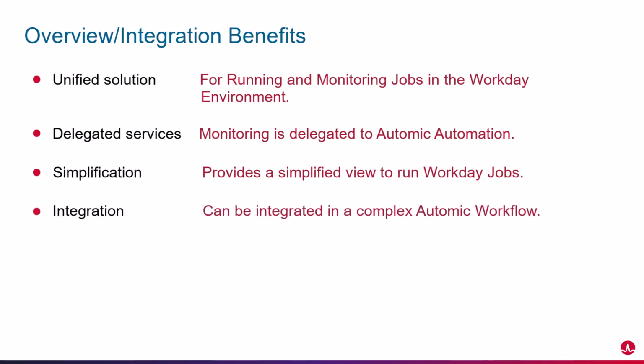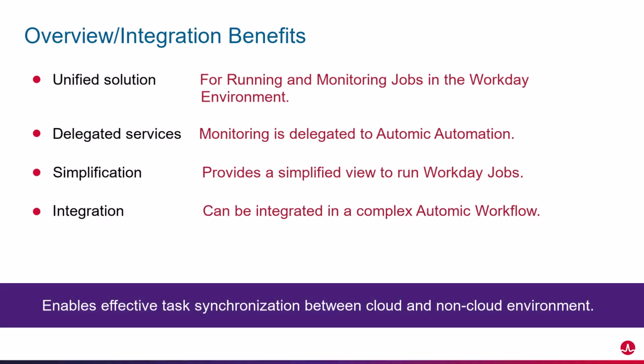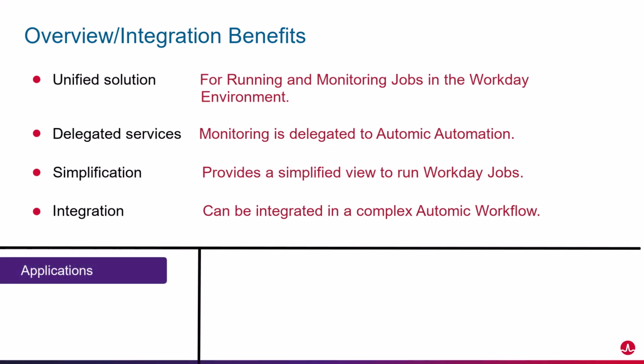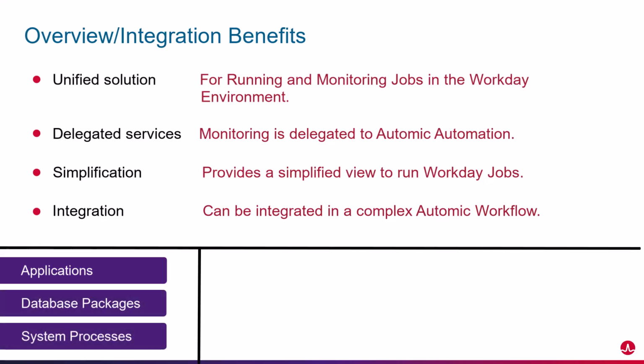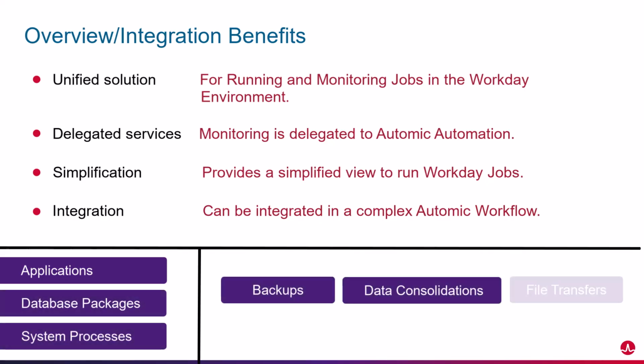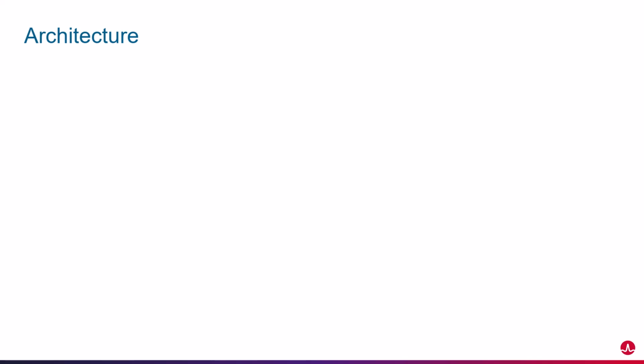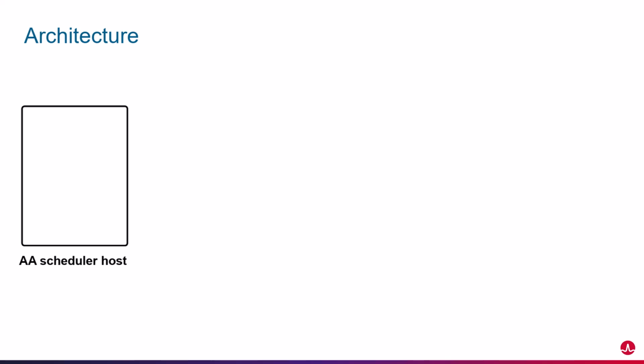Externalizing operations to a tool with a high degree of third-party integration means we can synchronize all cloud and non-cloud workloads. Using various agents and job object types, we can build sophisticated configurations. These can involve multiple applications, database packages, system processes like backups and data consolidation, file transfers, web services, and other on-premise workloads. A conventional architecture involves two systems, the Automic Automation host and a dedicated system for the agent.